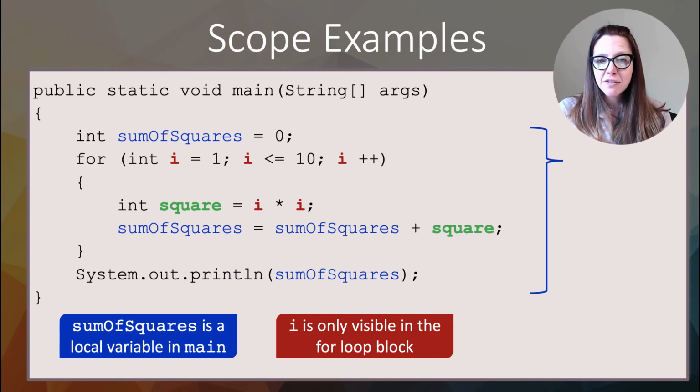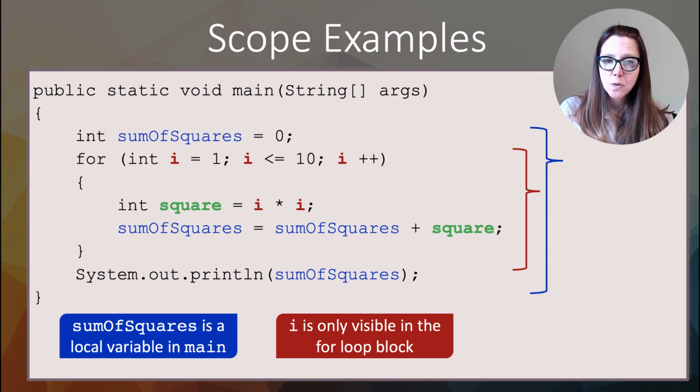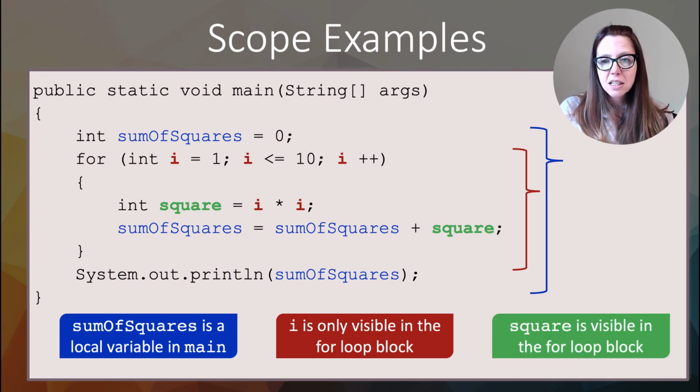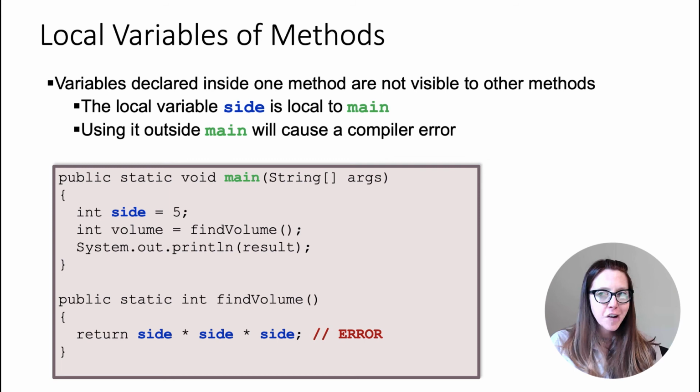I is only visible in the for loop block. It's declared right at the beginning, and it is available until that for loop block ends. The same is true for the variable square. Square is visible in the for loop block, but it doesn't come into existence until it is declared a little bit further down. Local variables are called local for a reason.